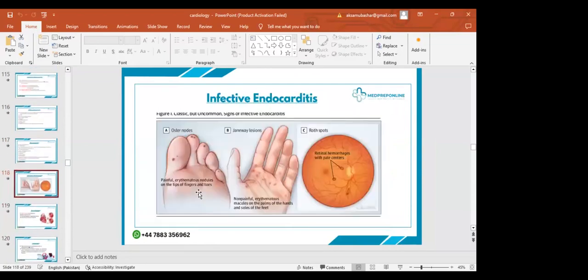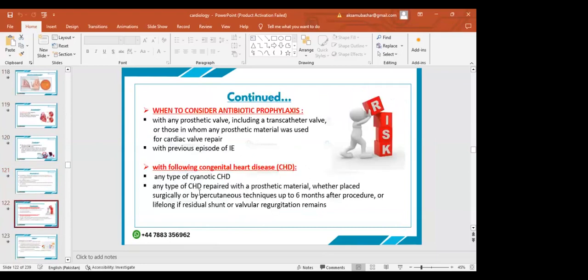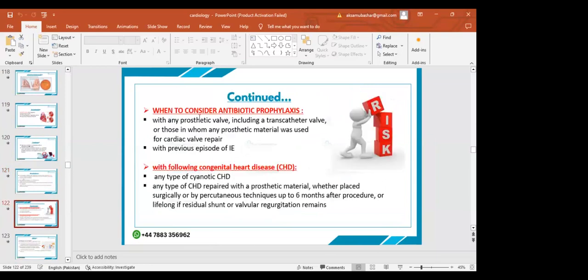This is infective endocarditis. The main thing they will ask you about is the prophylaxis. I have written down all these things. Most of the congenital heart diseases or the acquired diseases do not require antibiotic prophylaxis. For any invasive dental procedure or non-dental procedure, any upper and lower GI tract surgery or any urological procedure, they don't require any prophylaxis. When to consider antibiotic prophylaxis? These are the things you need to remember for when you have to give the prophylaxis.